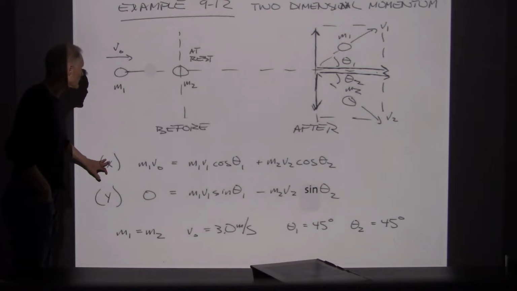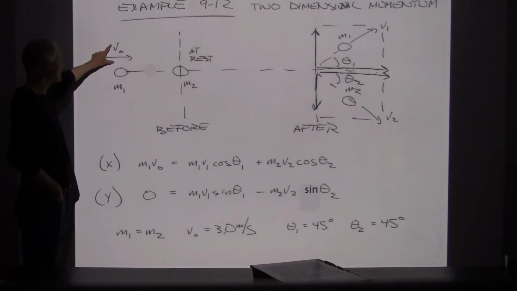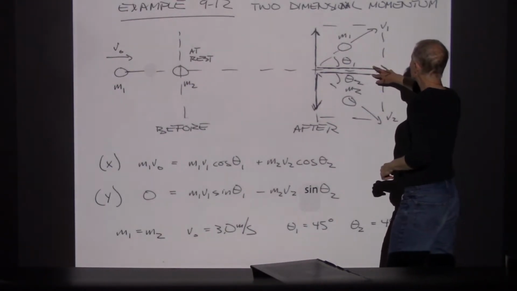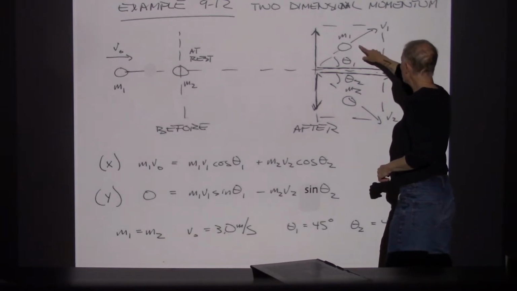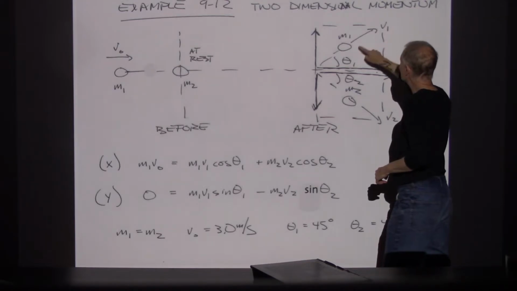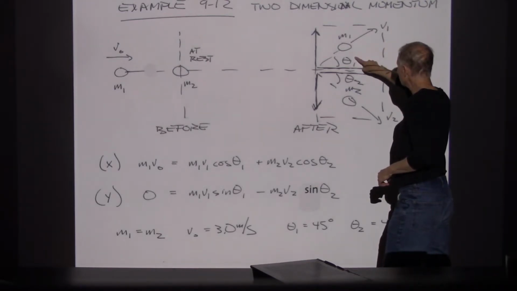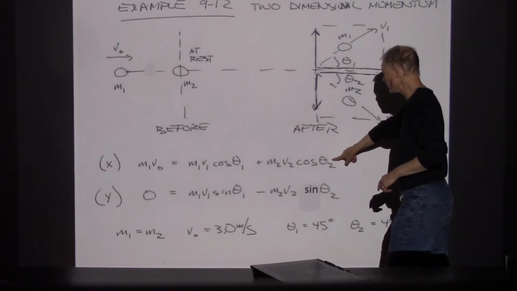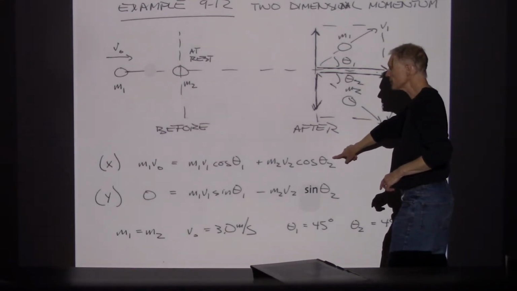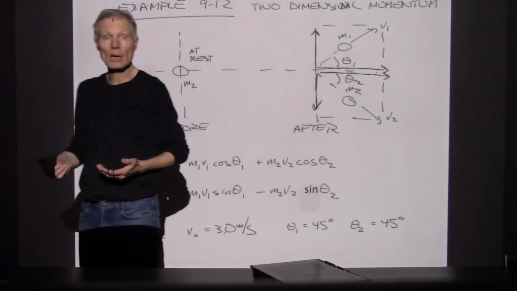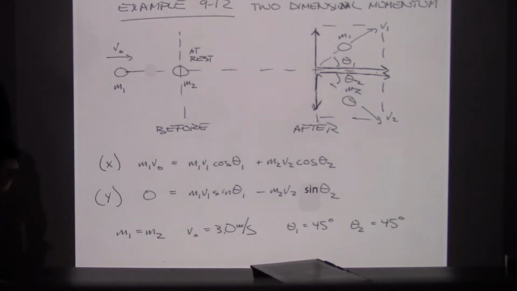So in the x direction, m1 times v naught, the momentum in the x direction here, has to be the combined momentum in the x direction of m1 and m2. So that would be m1 v1 cosine theta 1 plus m2 v2 cosine theta 2, and that's what I've written right here. So this is a statement of momentum conservation in the x direction.